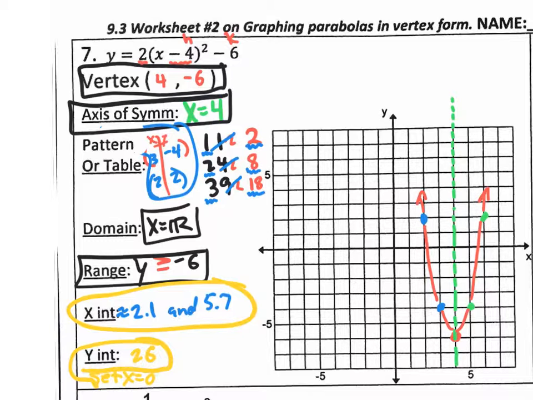So on the quiz Friday, yes, you're going to have to graph parabolas. Half of them are going to be in vertex form. The other half are going to be in standard form, where you actually have to use a vertex formula to find the vertex. And everything else you graph exactly the same. And you will get 1 point for each of these. You get a point for the vertex, a point for the axis of symmetry, a point for the pattern or the XY table, a point for the domain, a point for the range, a point for your x-intercepts, a point for your y-intercept, and of course a couple of points for your graph.